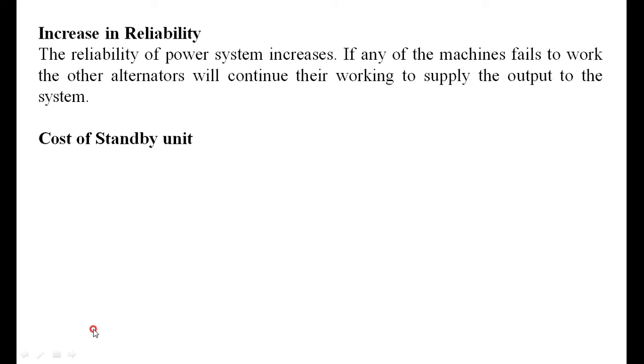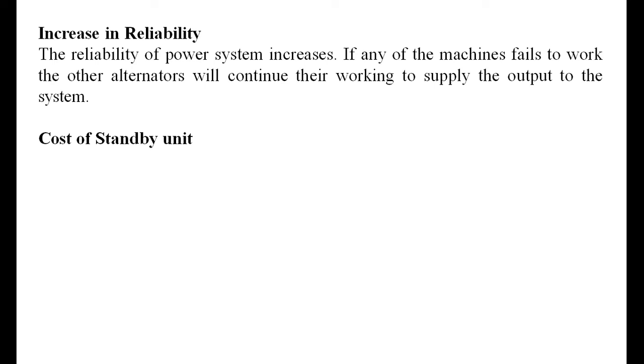At the same time, there is the cost of the standby unit. We are taking a 1000 megawatt load with a 1000 megawatt alternator, and the cost is high. If anything happens to that 1000 megawatt alternator, then for continuity of the supply or for more reliable power supply, one should have a standby unit of the same capacity, that is 1000 megawatt. Then the cost of the standby unit is increasing. It is a very high value.